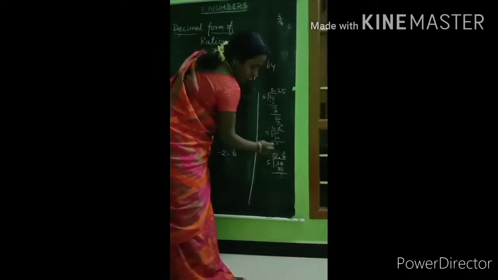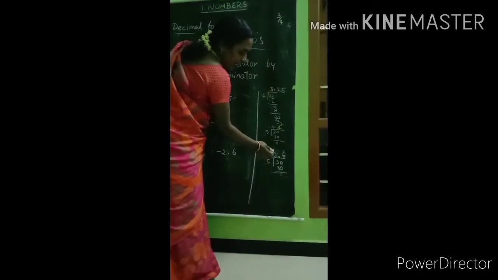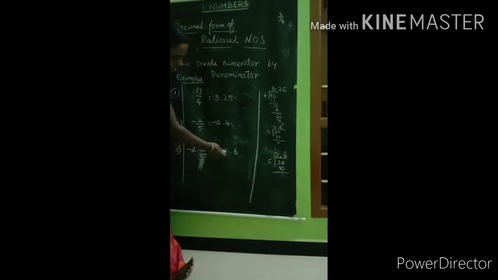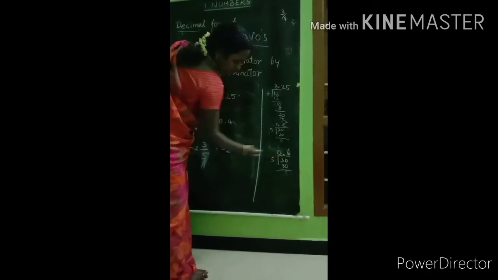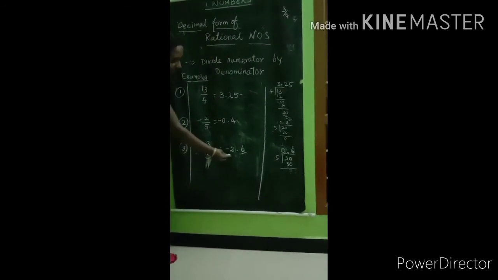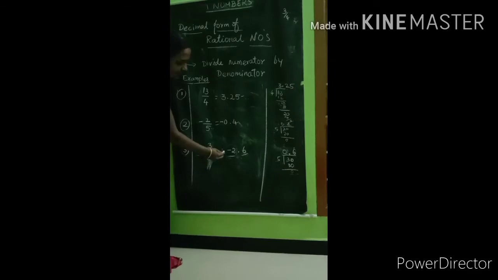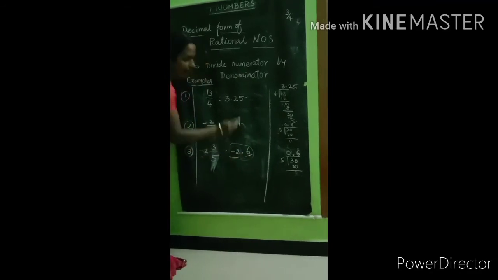Here we do not have any whole part. Suppose there were a whole part, you would add it in front. Here there is no whole part, so the 0.6 only goes to the decimal. Already we have the whole part minus 2, so your answer is minus 2.6.